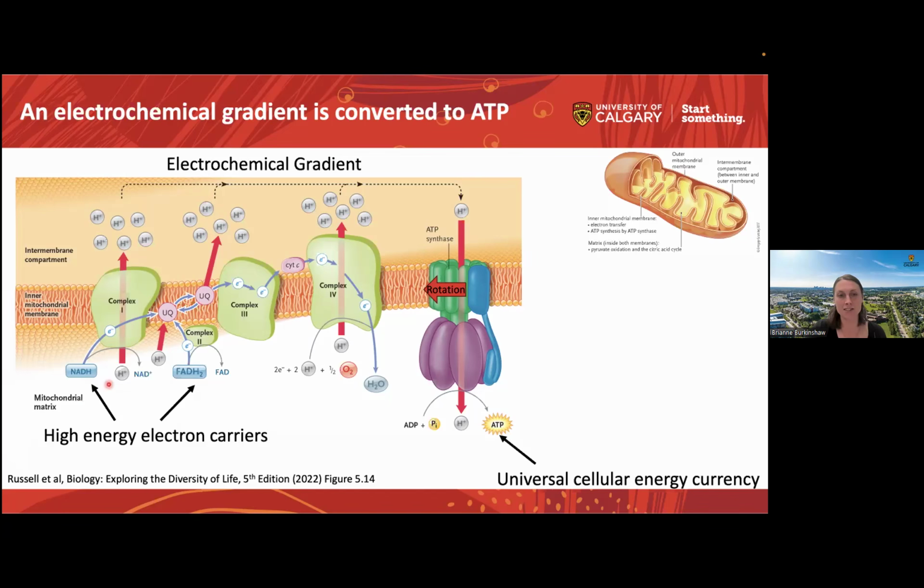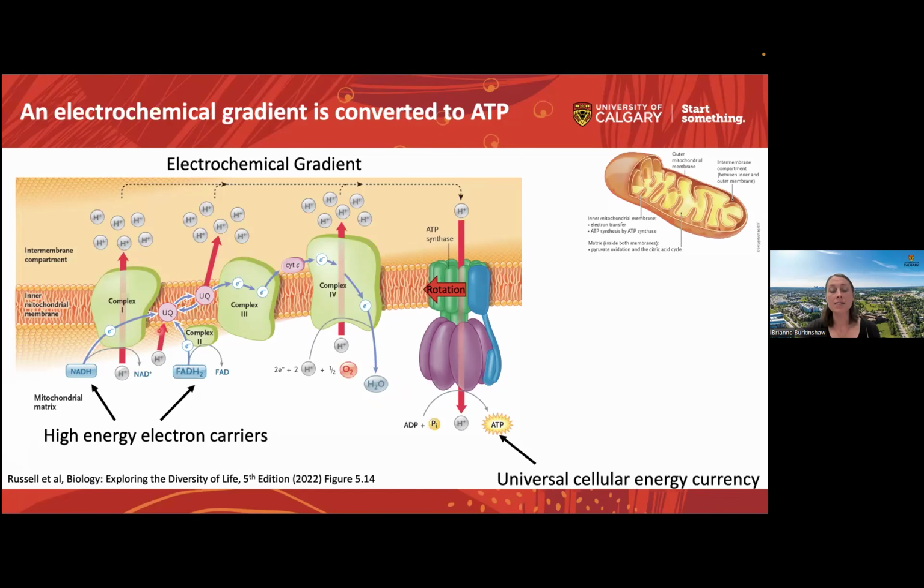These high energy electron carriers arrive at a series of protein complexes at the inner mitochondrial membrane that we call the electron transport chain. The electrons are passed through these protein complexes and also some mobile electron carriers until they finally reach oxygen. This is the oxygen that we're breathing in that we need for survival. When the electrons flow through the electron transport chain, through a series of redox reactions to oxygen, we form water. This was our other product of the reaction.